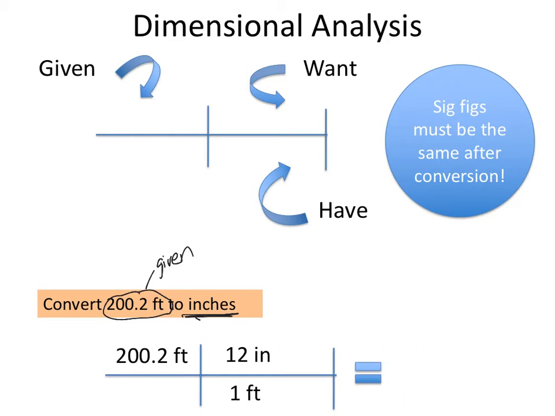Okay, and we already all know this because we know that 12 inches equals 1 foot. So that's something that we're familiar with in terms of our conversion factors. Now when we plug this in, what we want to do is first, in that first box, put what we're given, that 200.2 feet.